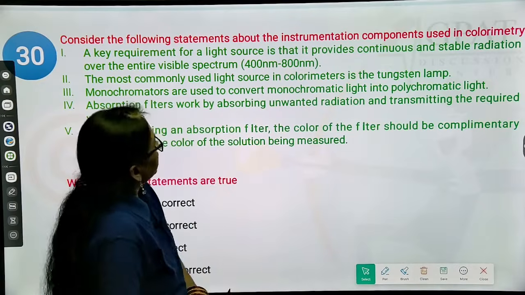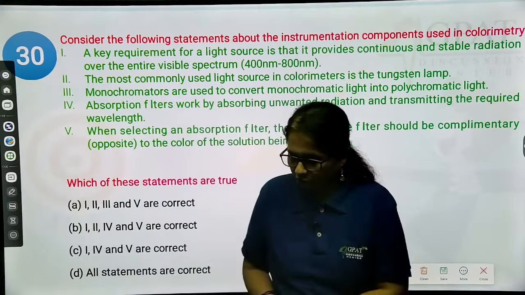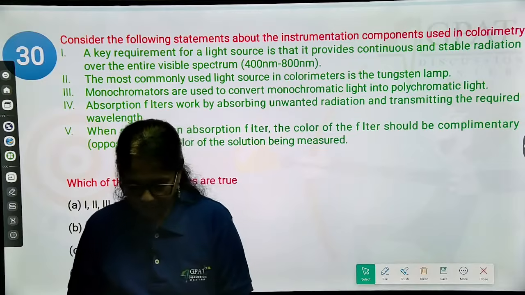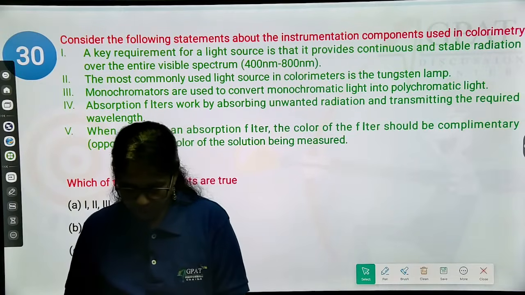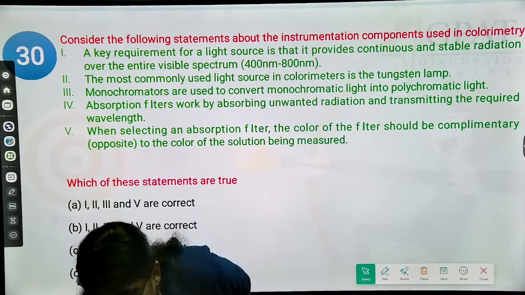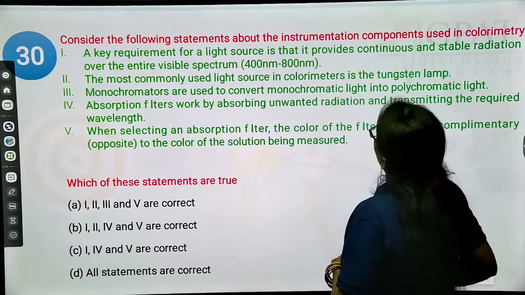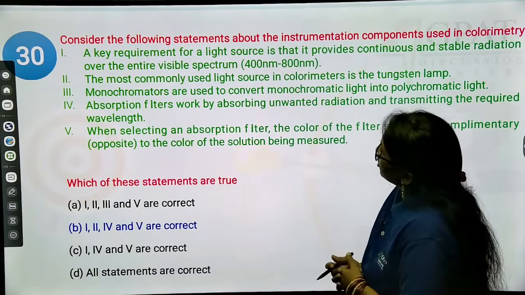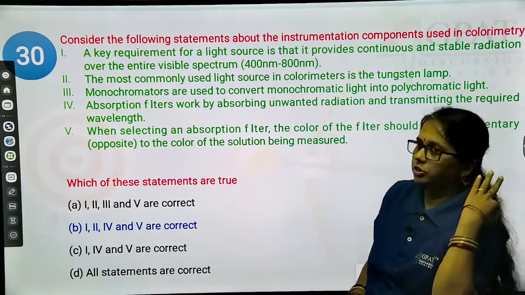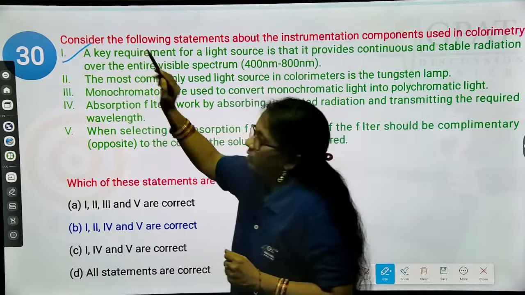Consider the following statements about the instrumentation components used in colorimetry. In colorimetry, whenever we observe the visible light radiation, let me check who has given the right answer. A key requirement for a light source is that it provides continuous and stable radiation over the entire visible spectrum. So definitely it is a continuous spectrum, and this is going to be the right option.